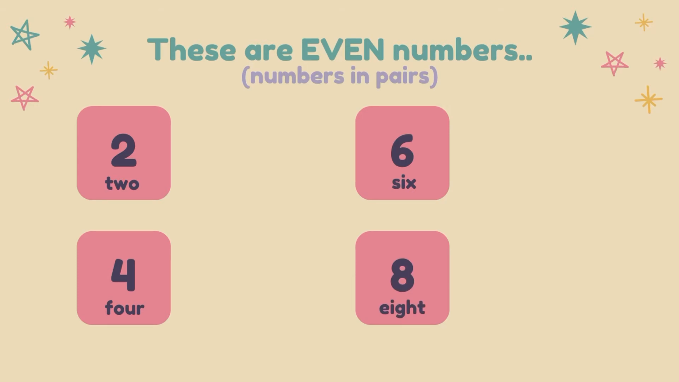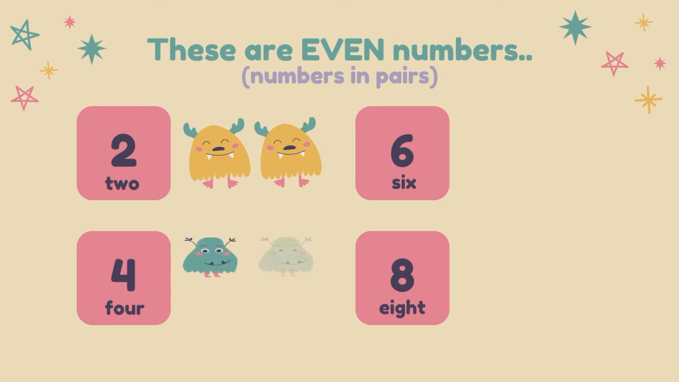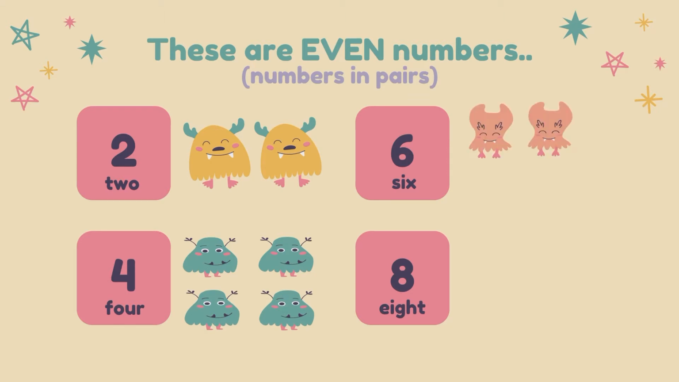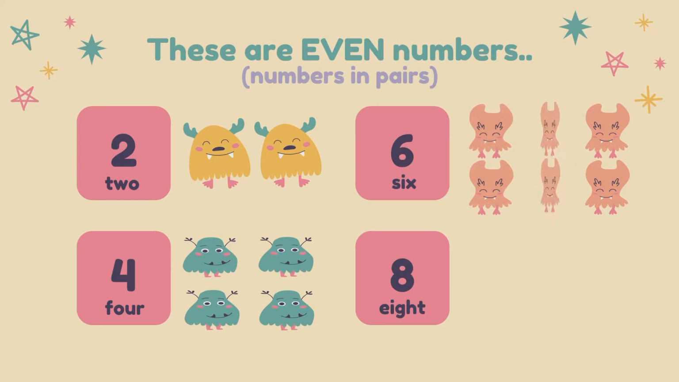Look at 2. 1, 2. They are in pairs. How about 4? 1, 2, 3, 4. Pair and also pair. For 6, we have 1, 2, 3, 4, 5, 6. Pair, pair, and pair. All are in pairs.